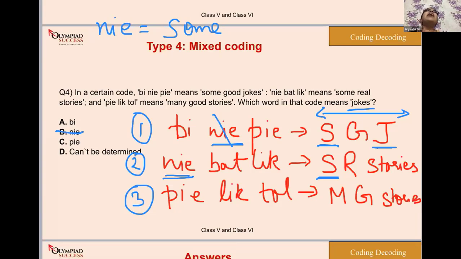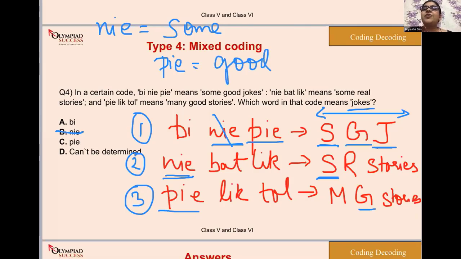Now, who can find pi common? Can anyone find pi common in number 1 and number 3? Very good, Aryan. Very good, Aditya. Very nice. So, pi and pi is common, and pi means what? It is common to which word? Good. Very good. It is common to good.